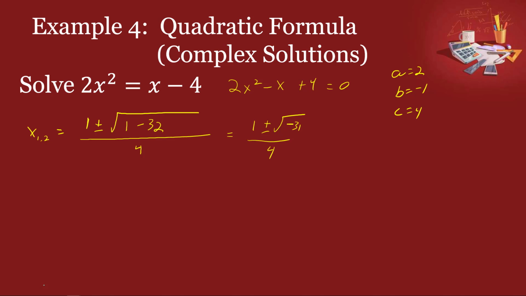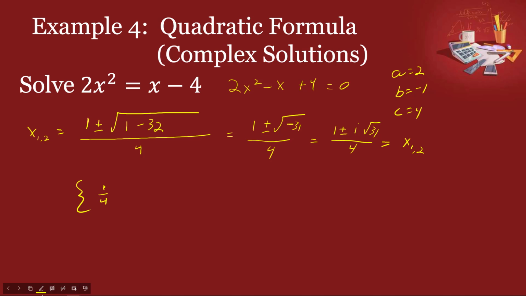Since we have a negative square root, we can replace the negative sign with the imaginary number. That will be 1 plus or minus i times the square root of 31 divided by 4. And there is not much else you can do. That's as far as we can take this. So our two solutions will be 1/4.